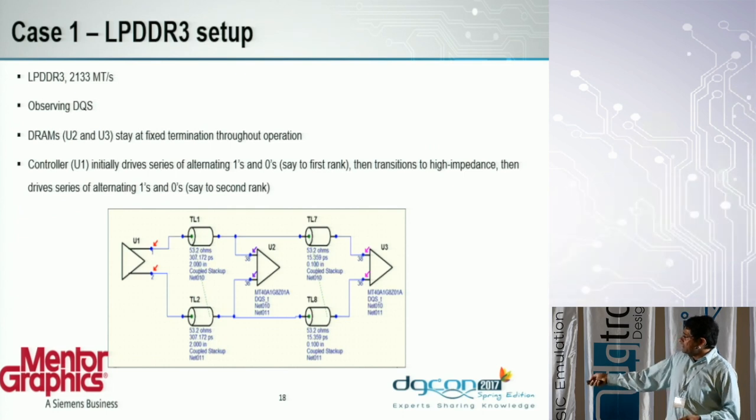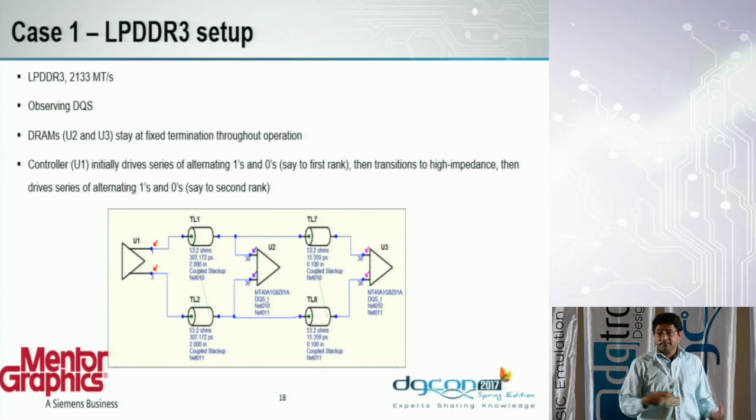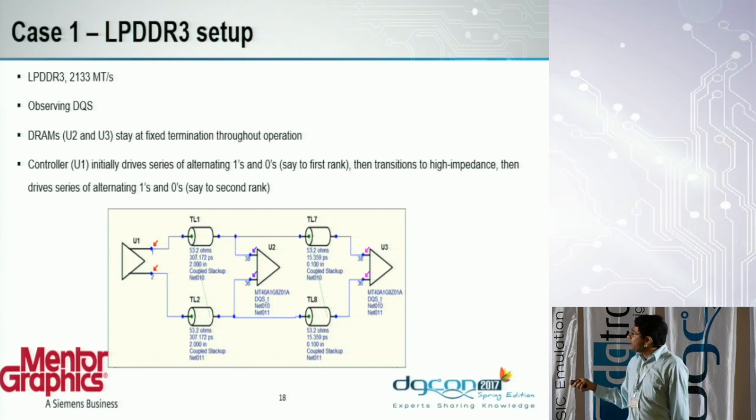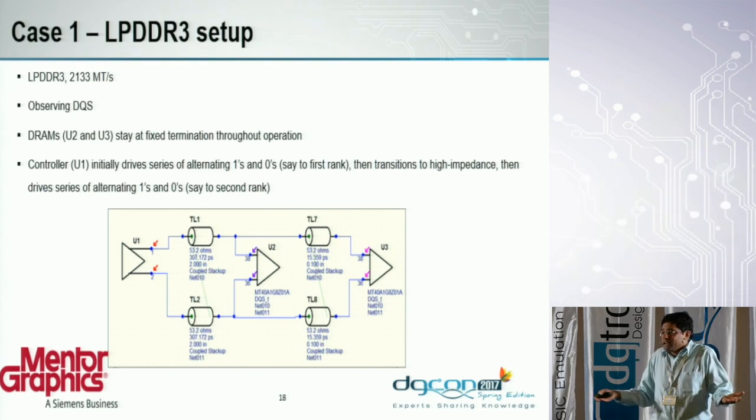And what we have here is HyperLynx. That's the Mentor Graphics simulation tool that we're using. The HyperLynx setup has a controller and two DRAMs to simulate two ranks. Those two ranks are kind of close to each other here. First, the controller is going to write to rank one, and after a while, it's going to write to rank two and see what the results are. It's going to be running 2133 megatransfers per second, LPDDR3, because LPDDR, again, is power sensitive. And we're just going to drive some zeros and ones, like any strobe would do.